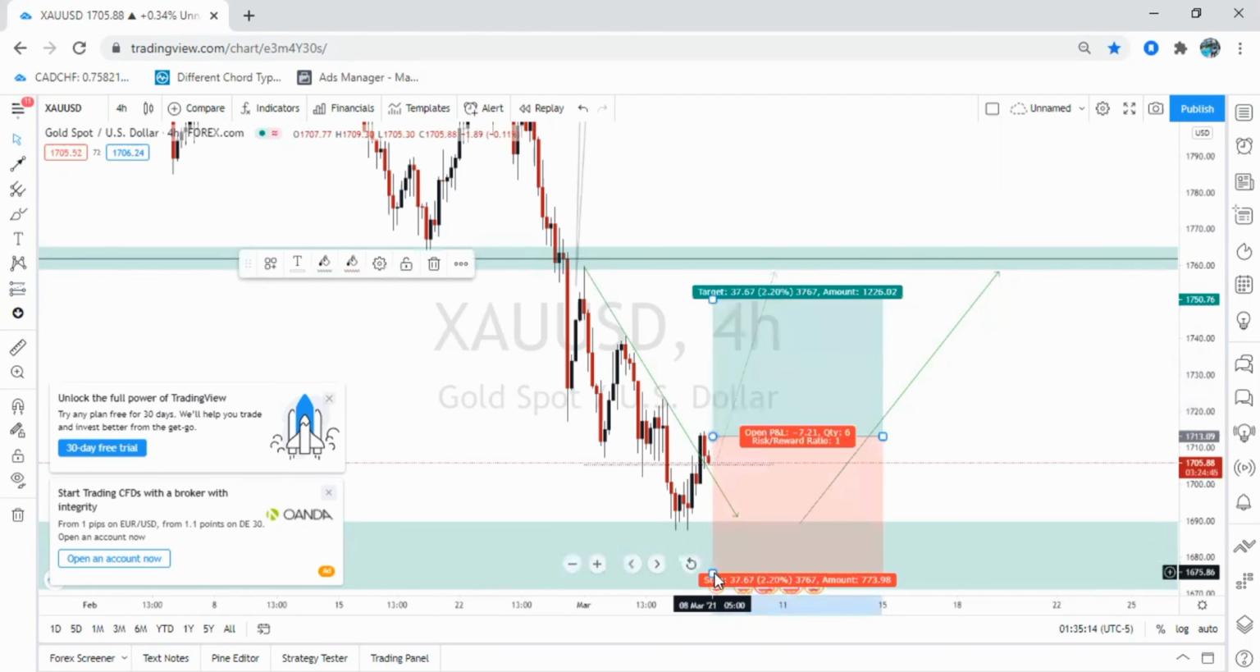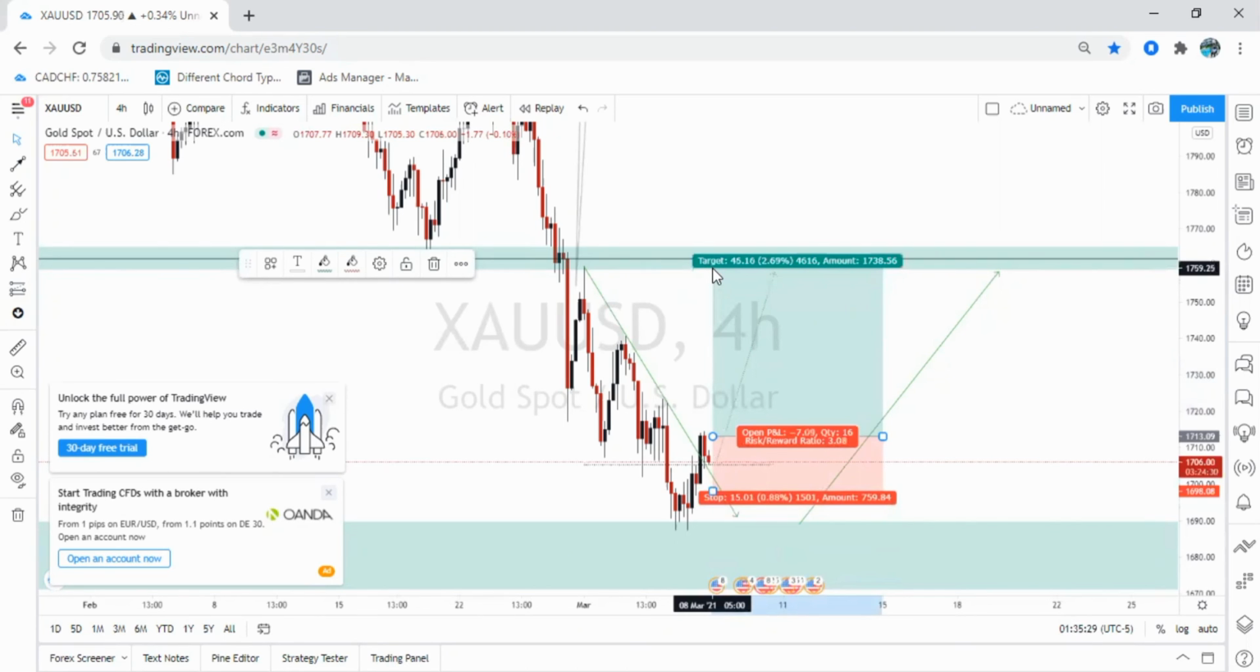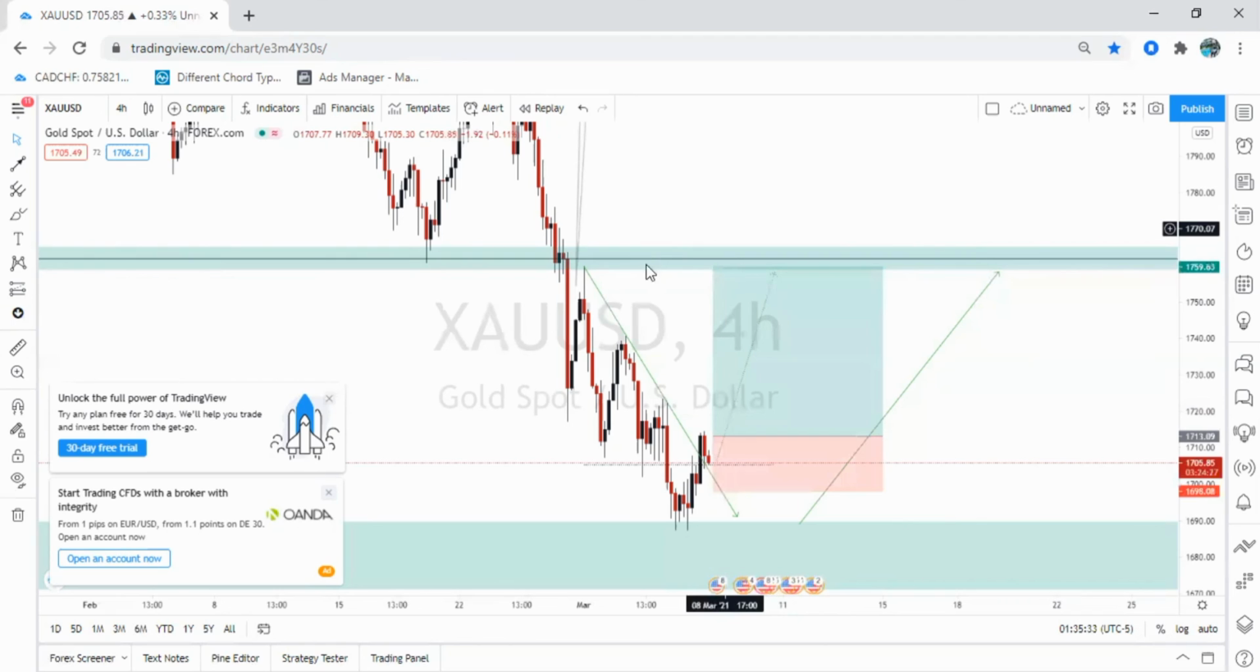and then place your stop loss here, and then your target should be somewhere here. So it's a 3 to 4. Very good, if you ask me.